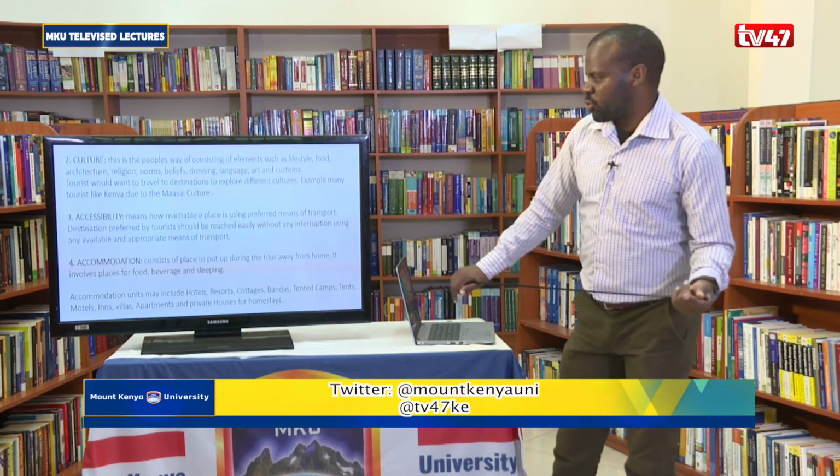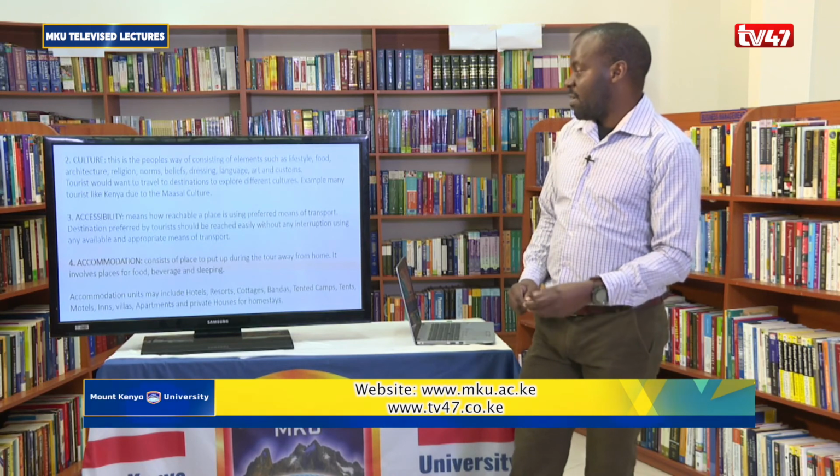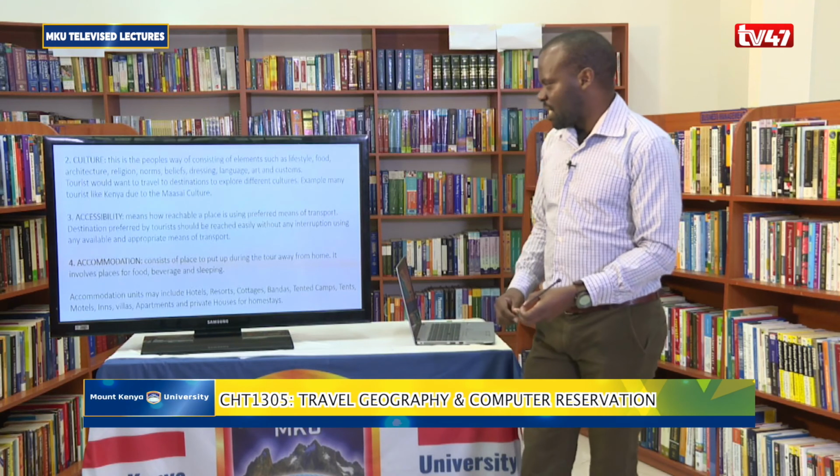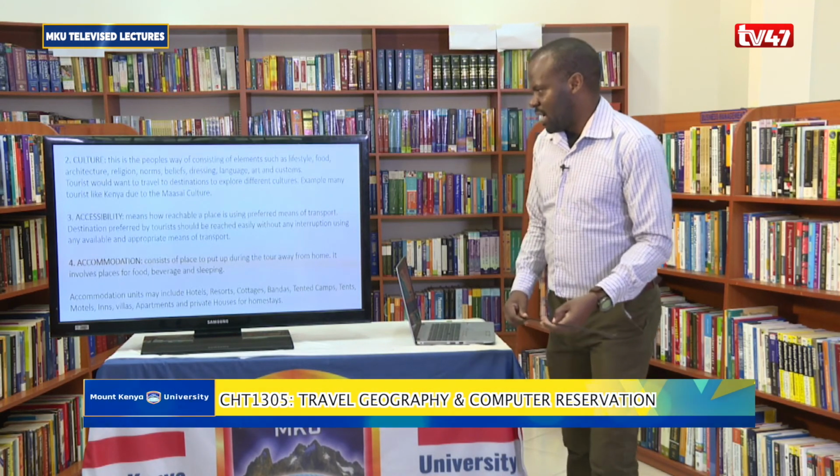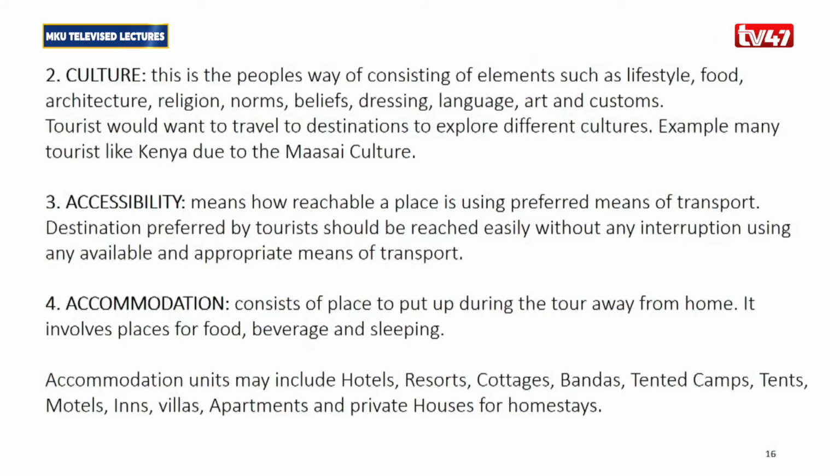Then we have accommodation. When we talk about accommodation, it is where people put up, where they sleep and where they eat. Accommodation is defined as places where people take food, take beverages, and sleep. In Kenya, we have a variety of accommodation units represented by hotels, resorts, cottages, bandas, tented camps, motels, inns, and apartments.